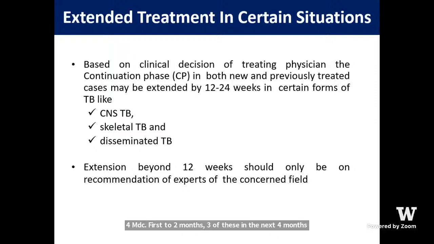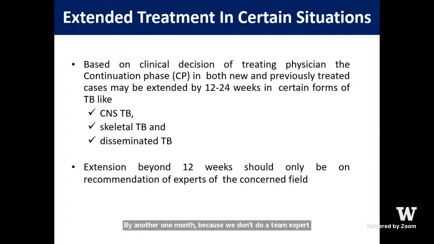Then comes, based on clinical decision of the treating physician, the CP can be extended by 12 to 24 weeks, like in a CNS TB, when you think that there is a scope for more improvement or there are residual lesions, we can give in CNS TB, skeletal TB and disseminated TB. Extension beyond 12 weeks should be done only by the experts concerned, like an expert panel. You have to refer them after 9 months, 6 plus 3, 9 months, for further continuation to an expert panel. So what is important here? We are not extending the IP by another 1 month, because you do a gene expert, first line LPA, we know the status of the individual.